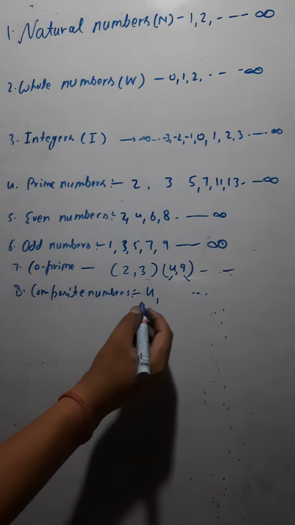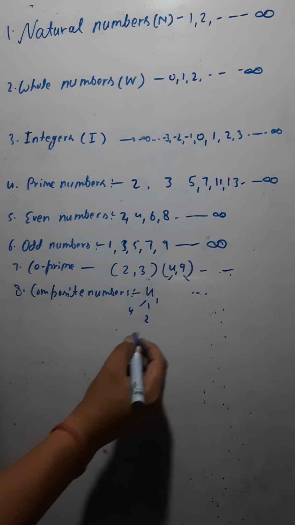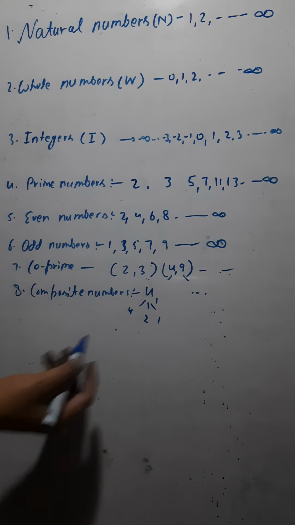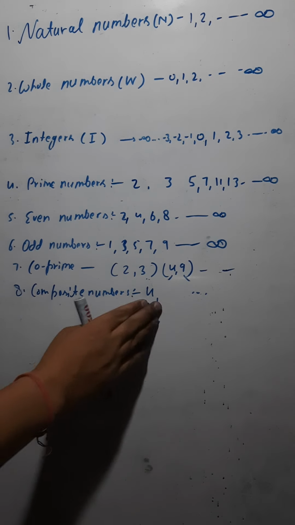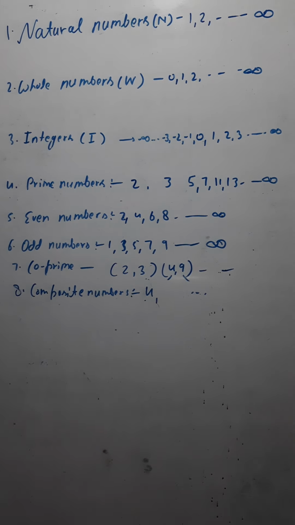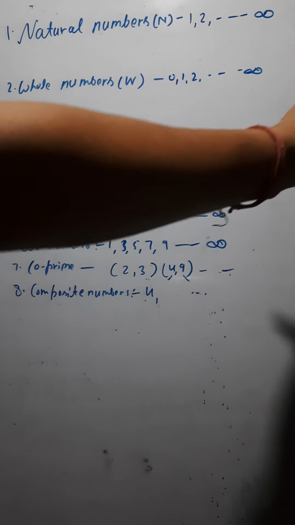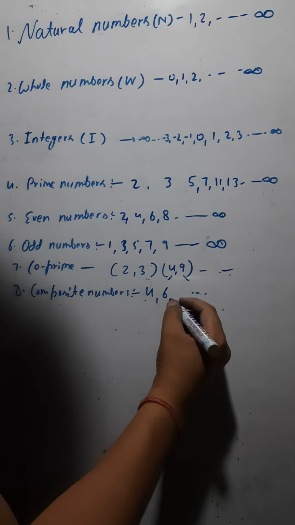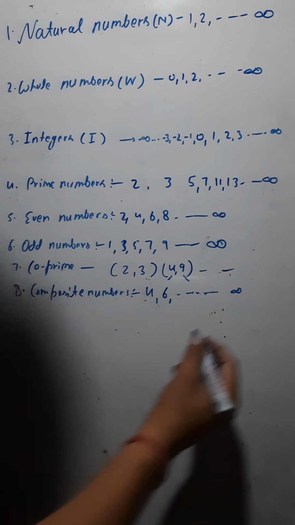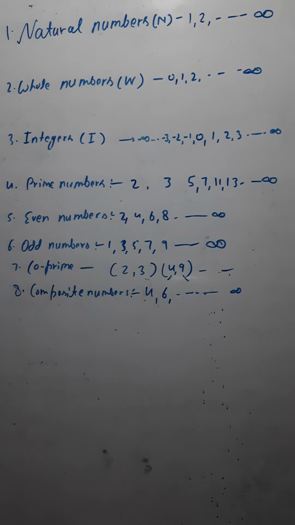So what are the factors of 4? Divisible by 4, divisible by 2, divisible by 1. So these are the 3 factors. It has more than 2 factors, meaning it has 3 factors. So 4 is a composite number. Similarly, the numbers which have more than 2 factors, you would be calling composite numbers. You would get many such numbers up to infinity. So these all are the composite numbers. Okay, getting it? Very good.